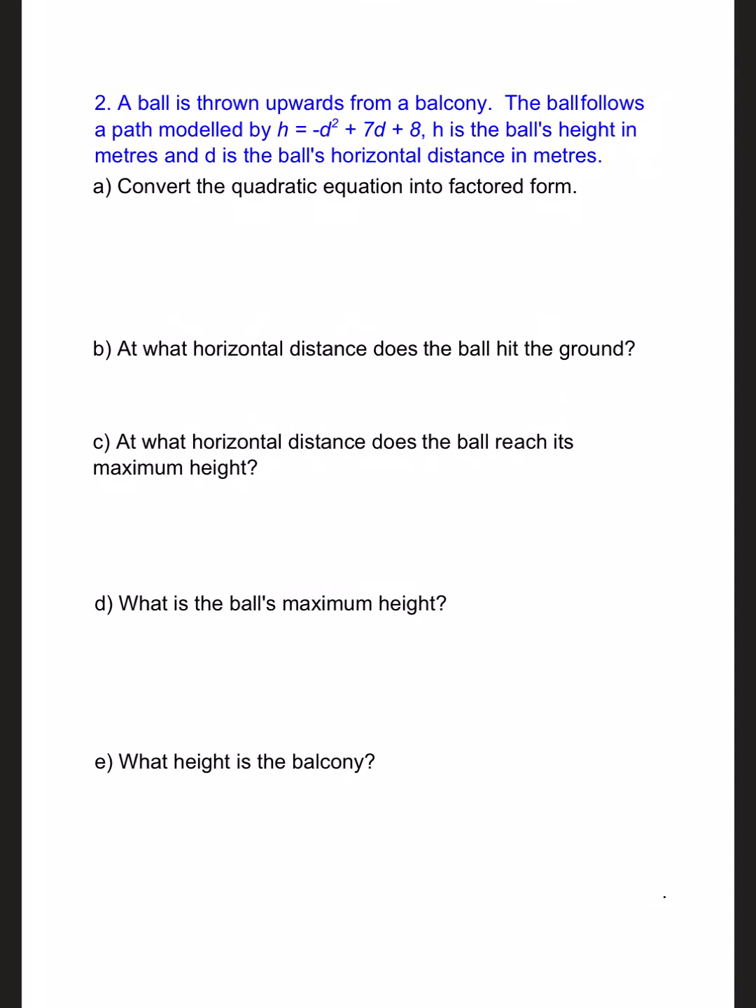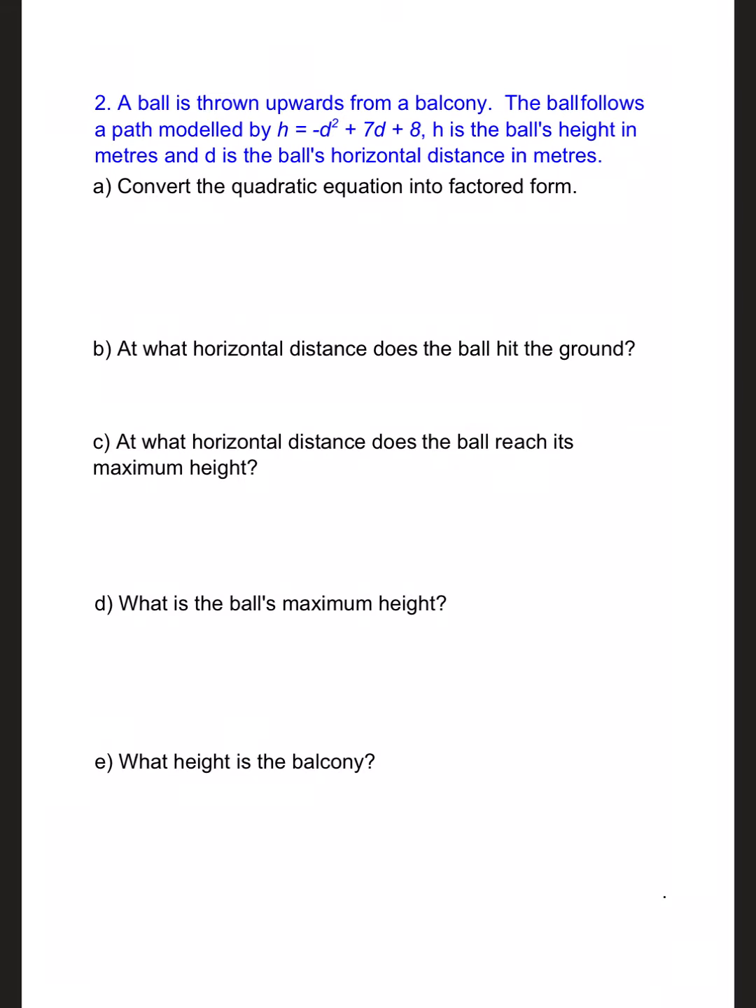Okay, let's look at one more example. This time they're going to give us the equation in standard form. So we'll have to think about what information we can get from standard form and what form we might have to change it to answer some of these other questions. So it says a ball is thrown upwards from a balcony. The ball follows a path modeled by h = -d squared + 7d + 8. H is the ball's height in meters, and d is the ball's horizontal distance in meters.